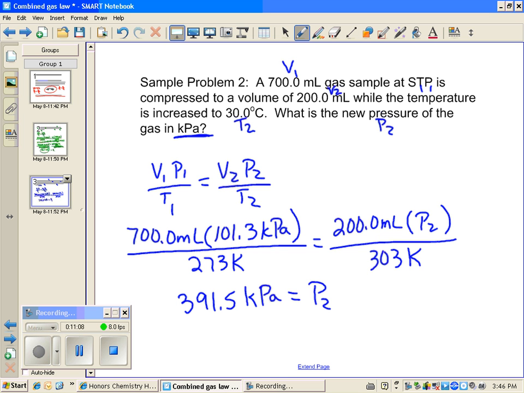Oh, I got something different that time, so hold on just a minute. Let me change calculators, I think. All right, so I have 700 times 101.3 times 303. Divide that by 273 and 200, and I get 393.5. I'm sorry. So that should be correct now.